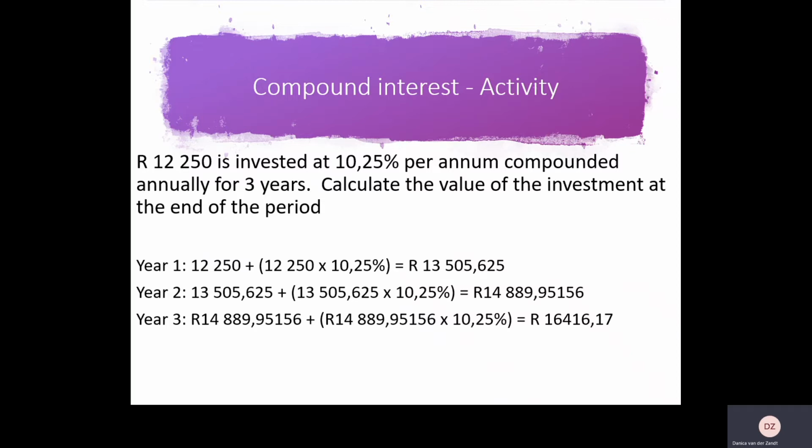Only one calculation for that year: 14,889 Rand 95156, plus in the brackets 14,889 Rand 95156 times 10.25%. And since this is my last answer, I now go and round off to two decimal places, giving 16,416 Rand and 17 cents.